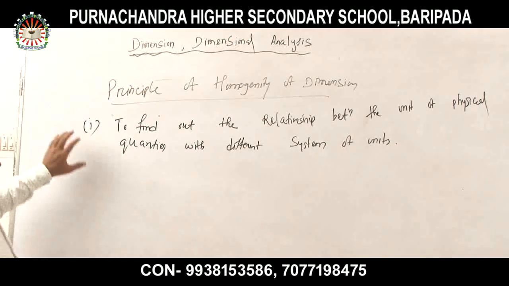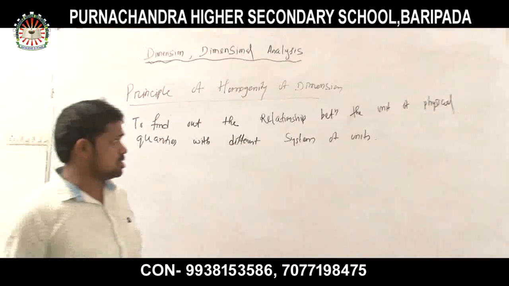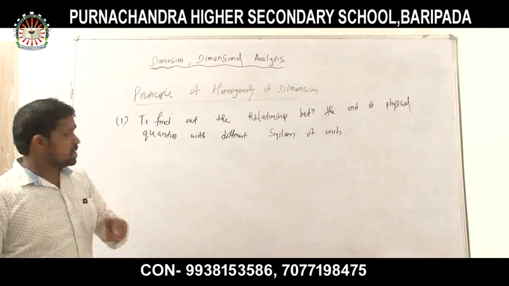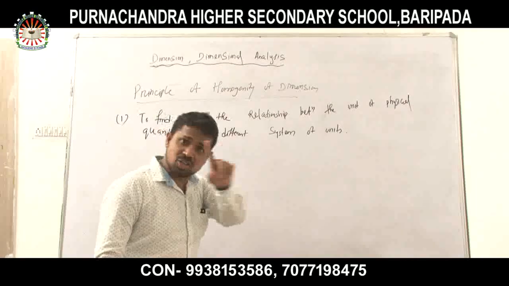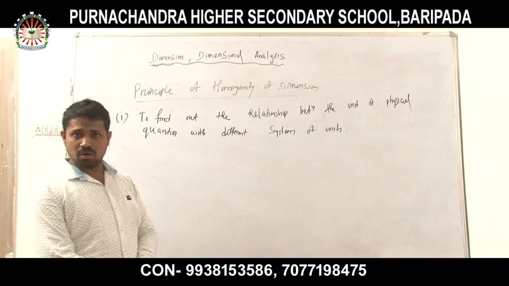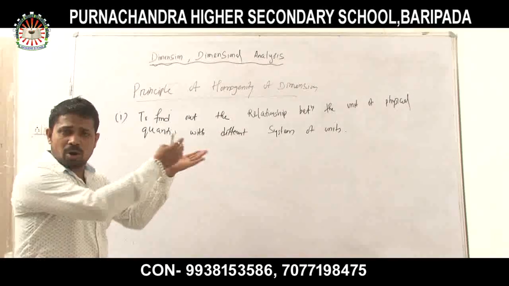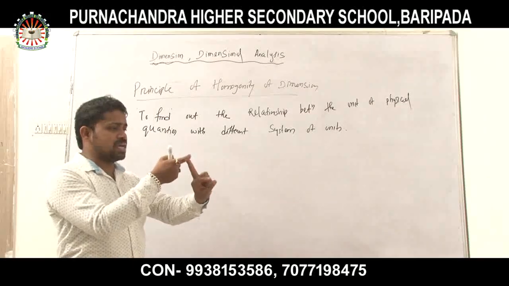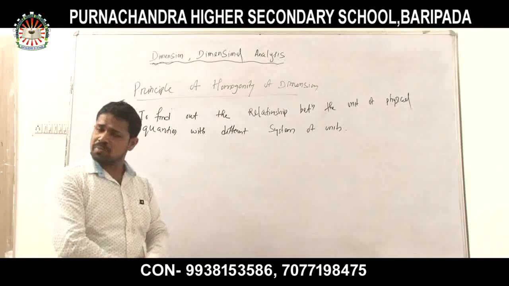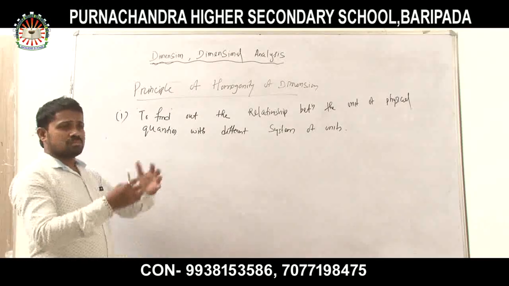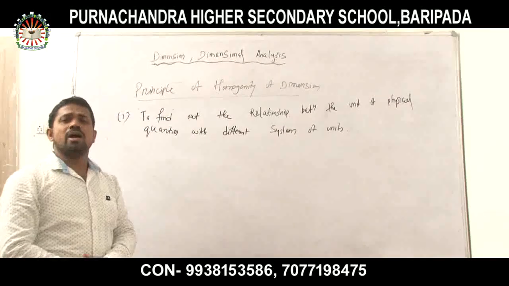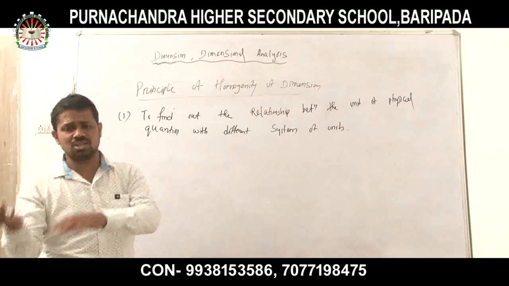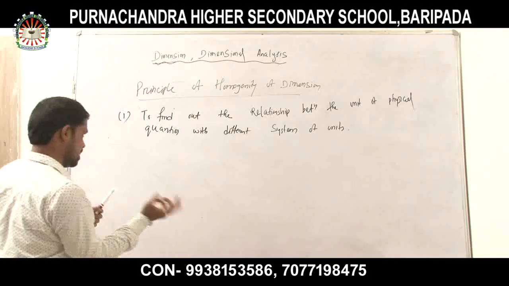So look very carefully. What is the first application? Now we have to find out the relationship between the units of physical quantities which are in different systems of units. That is very important. What are the systems of units we have already discussed? The CGS, FTS, MKS, SI. These are the systems of units. Suppose a question is given to you and we have to convert one system of units to another system of units. Let us take a very simple example.